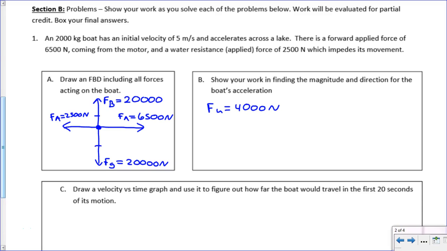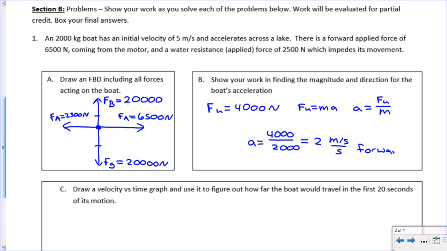We want to find the acceleration. We know Fu equals ma. All right, this actually can be rearranged to say a equals Fu over m, which oftentimes is useful. And so we know that a equals 4,000 over the mass, which is 2,000. All right, so 4,000 over 2,000 is 2, and its acceleration, so it's meters per second per second. And the direction of this is to the right. Or actually, in this case, I'm going to say forward because forward was what was used in the problem.